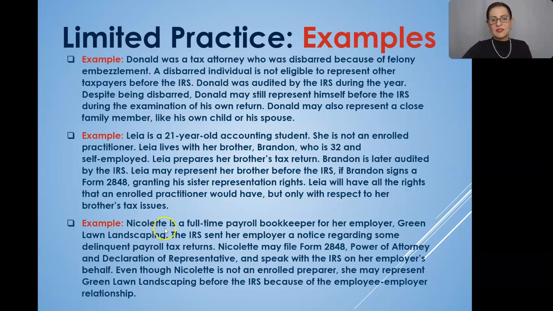Nicolette is a full-time payroll bookkeeper for her employer, Green Lawn Landscaping. The IRS sent her employer a notice regarding some delinquent payroll tax returns. Nicolette may file Form 2848, Power of Attorney and Declaration of Representative, and speak with the IRS on her employer's behalf. Even though Nicolette is not an enrolled preparer, she may represent Green Lawn Landscaping before the IRS because of the employee-employer relationship. And once again, there's a spot on the 2848 for full-time employees to represent their employers.